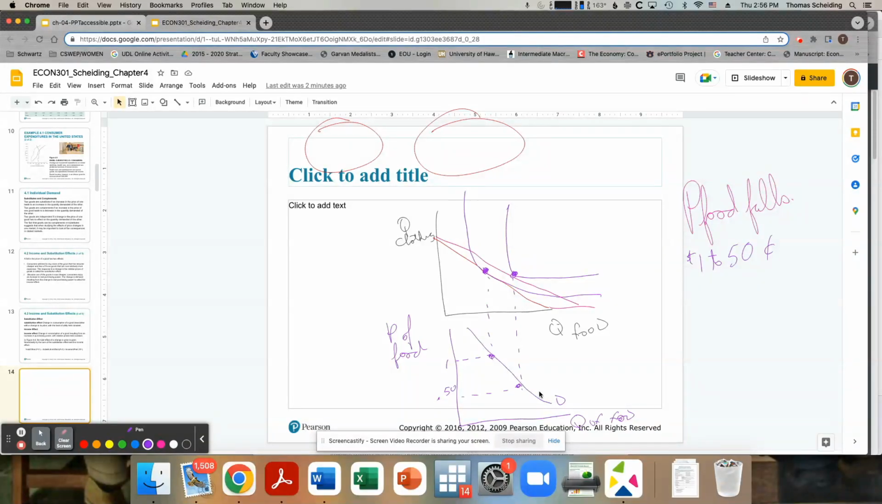But what we're saying is that two things are happening here: income effect, which was written right here, and substitution effect. Let's look at the substitution effect first. Substitution effect says, let's keep the level of the indifference curve constant, the utility constant.